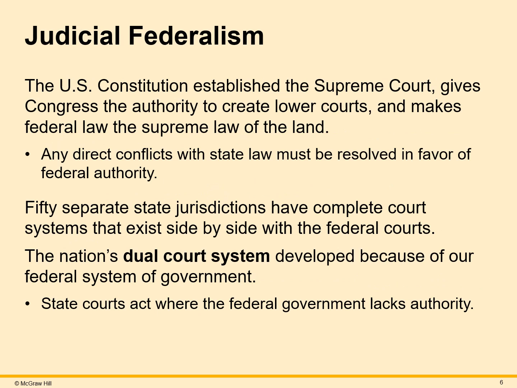Judicial federalism. The U.S. Constitution establishes the Supreme Court, gives Congress the authority to create lower courts, and makes federal law the supreme law of the land. Any direct conflicts with state law must be resolved in favor of federal authority. The 50 states are separate jurisdictions with complete court systems that exist side by side with the federal courts. The nation's dual court system developed because of our federal system of government. State courts act where the federal government lacks authority.